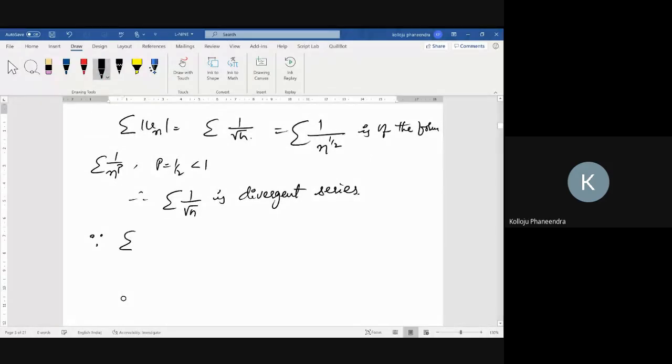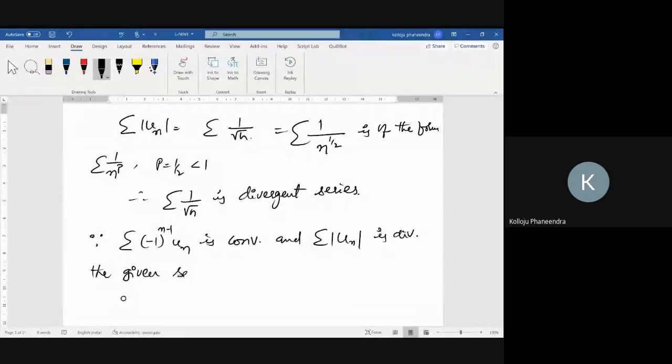Since sigma minus 1 whole power n minus 1 un is convergent and sigma mod un is divergent, the given series is conditionally convergent. Okay, this is one simple problem.